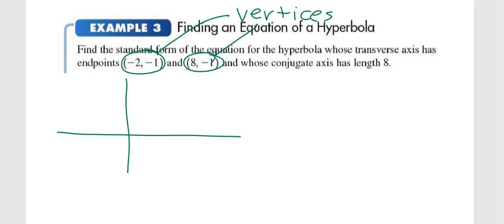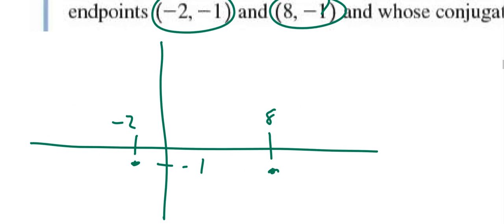Okay, so (-2, -1). I think I'm just going to estimate. (-2, -1) and (8, -1). So right down here. So if we were into crude drawings, it would look something like this.